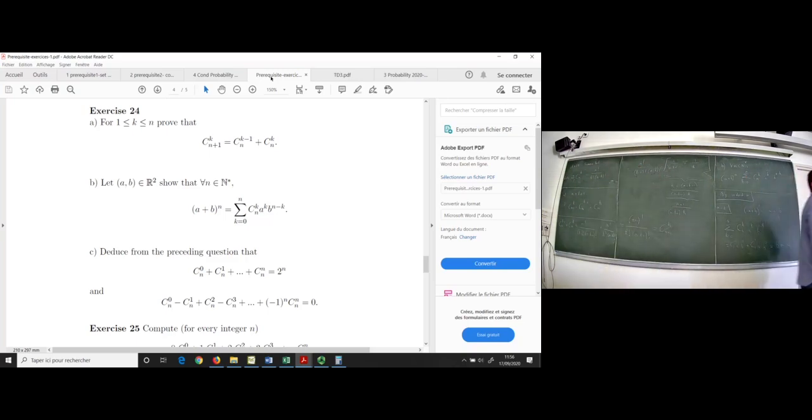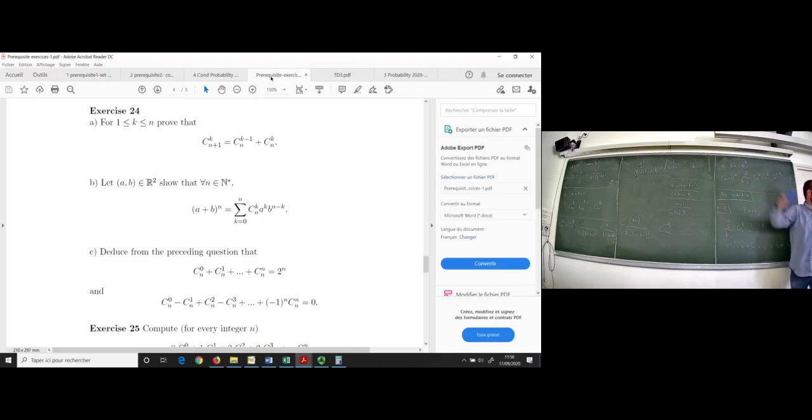Why did we start with 1 and not 2? Why did we start the induction with 1? Why have we started the induction with n equals 1 and not 2? Yeah, I start with the first. And what is the first? That I want to prove a property for all n in N star.